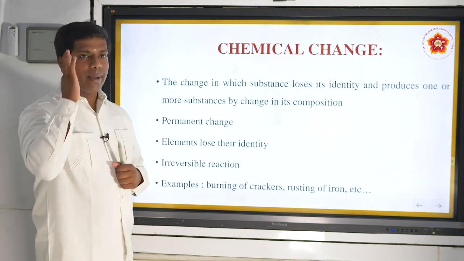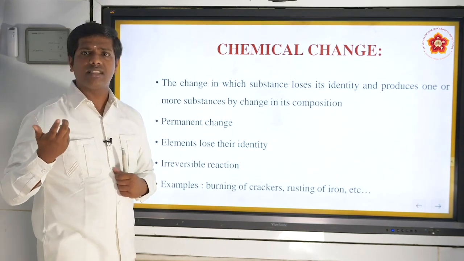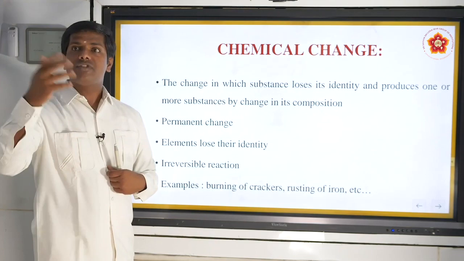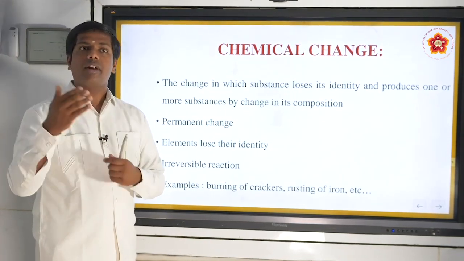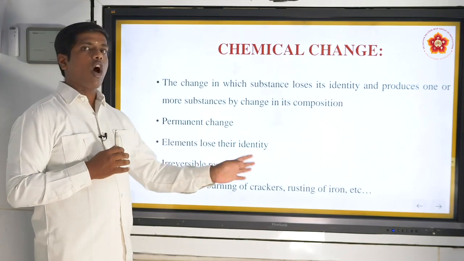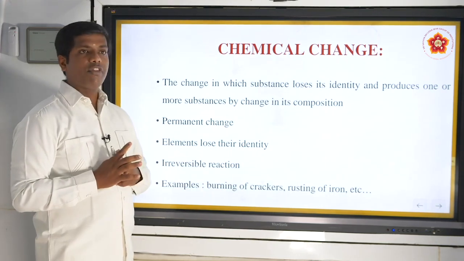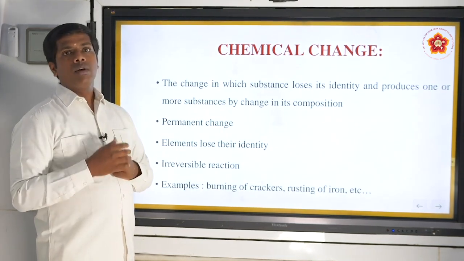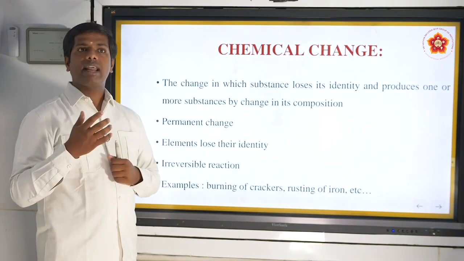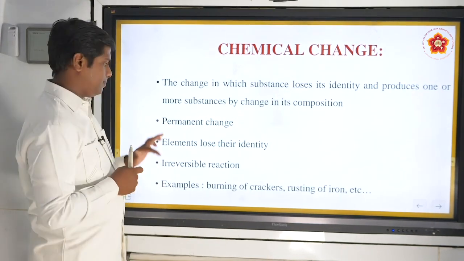Examples for chemical change. Can anybody give an example of chemical change? It's in daily activities. In Deepavali times we see burning of crackers. Once we burn the crackers, we can't regain their shape again, because it's an irreversible reaction. Second, rusting of iron. You already know how it gets rusted because of exposure to moisture, where iron articles get rusted. This is also a chemical change.